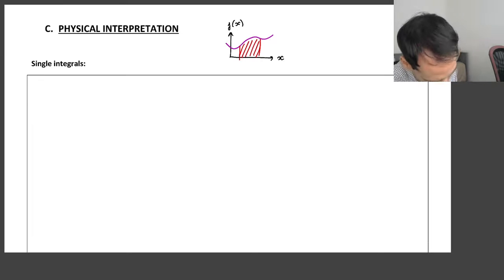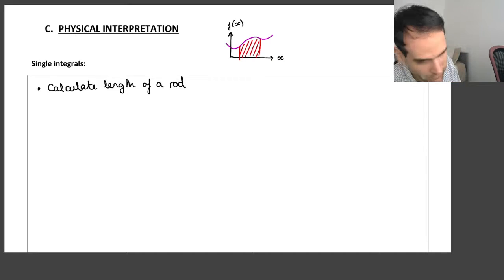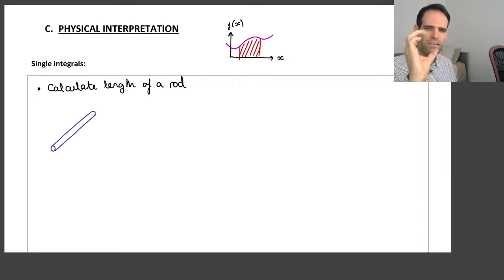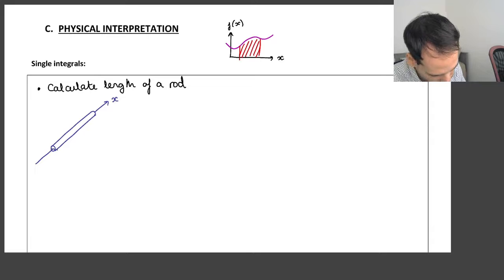For example, imagine you want to calculate the length of a rod. So the way you can calculate the length of a rod is you have your rod here. Let's say this is a one-dimensional rod, okay? Let's assume that the cross-section is 0. It's perfectly one-dimensional. And we define an axis x that goes through this rod. So we are changing between x equals a and x equals b.